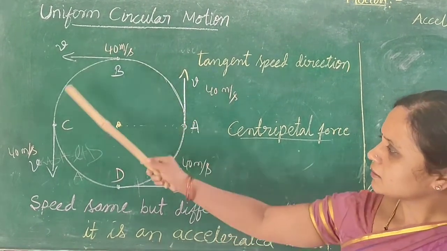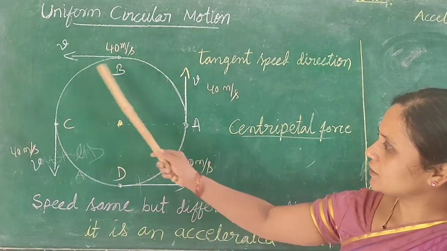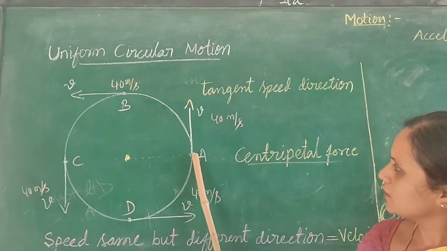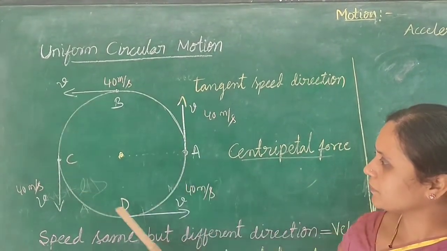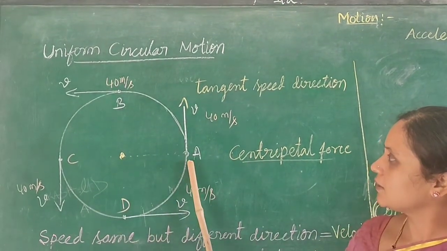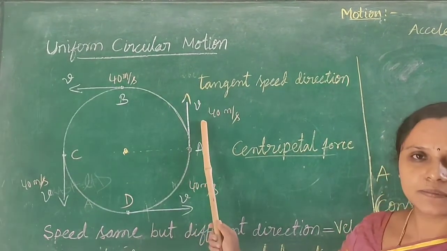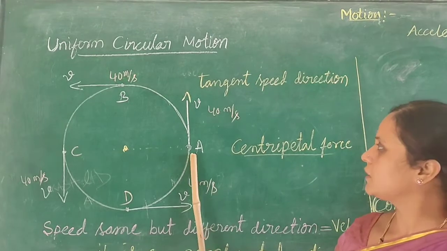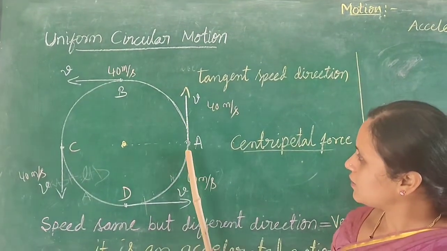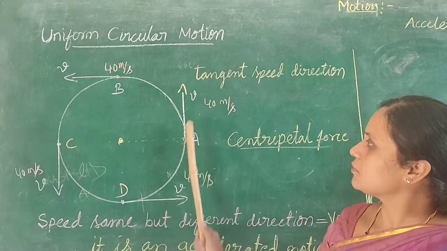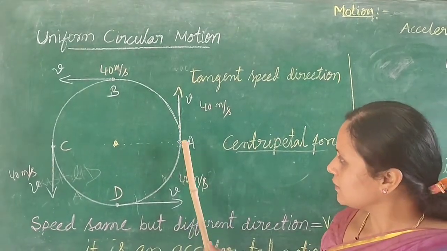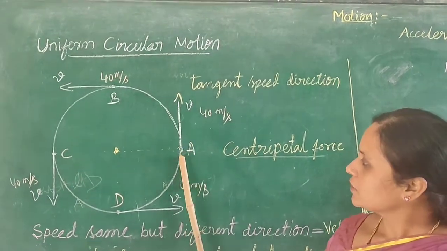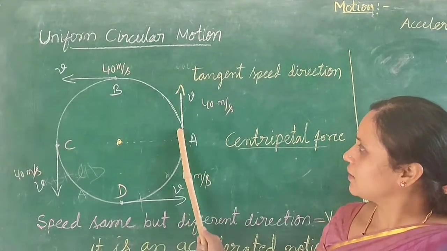It is moving in a circular path, but the speed of that object will be the same. So here the object is moving at constant speed. Speed remains the same, but the direction of that object changes. In any circular path, the direction of the body at point A is like this. This is the tangent direction. What is meant by a tangent line? Any line that touches the circle at one point is called a tangent. So the body moves in this tangential direction.